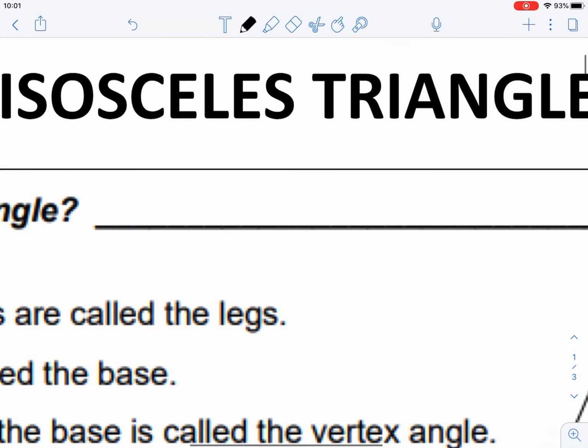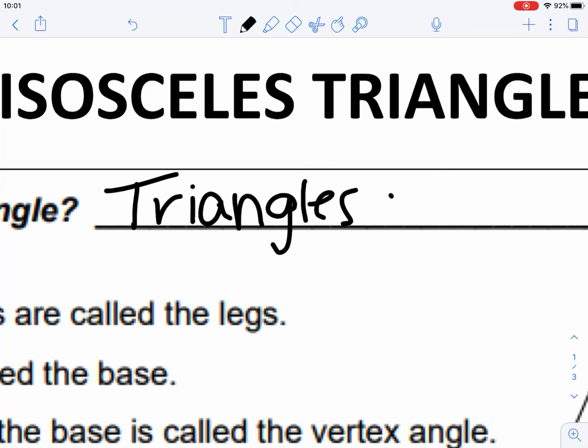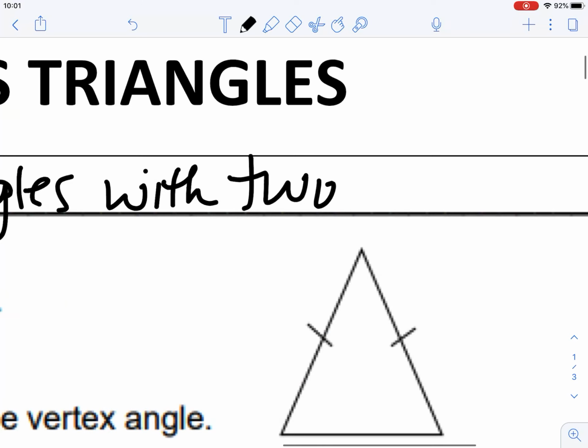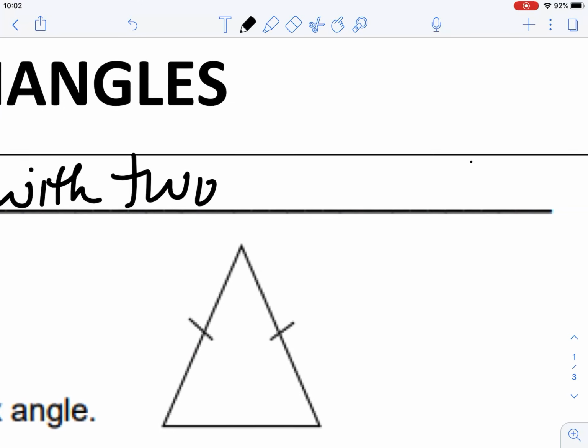Isosceles triangles are triangles with two congruent sides. Let's fill that in. Triangles with two congruent sides. We can talk specifically about the names of those sides and the angles that are also associated with the isosceles triangle.